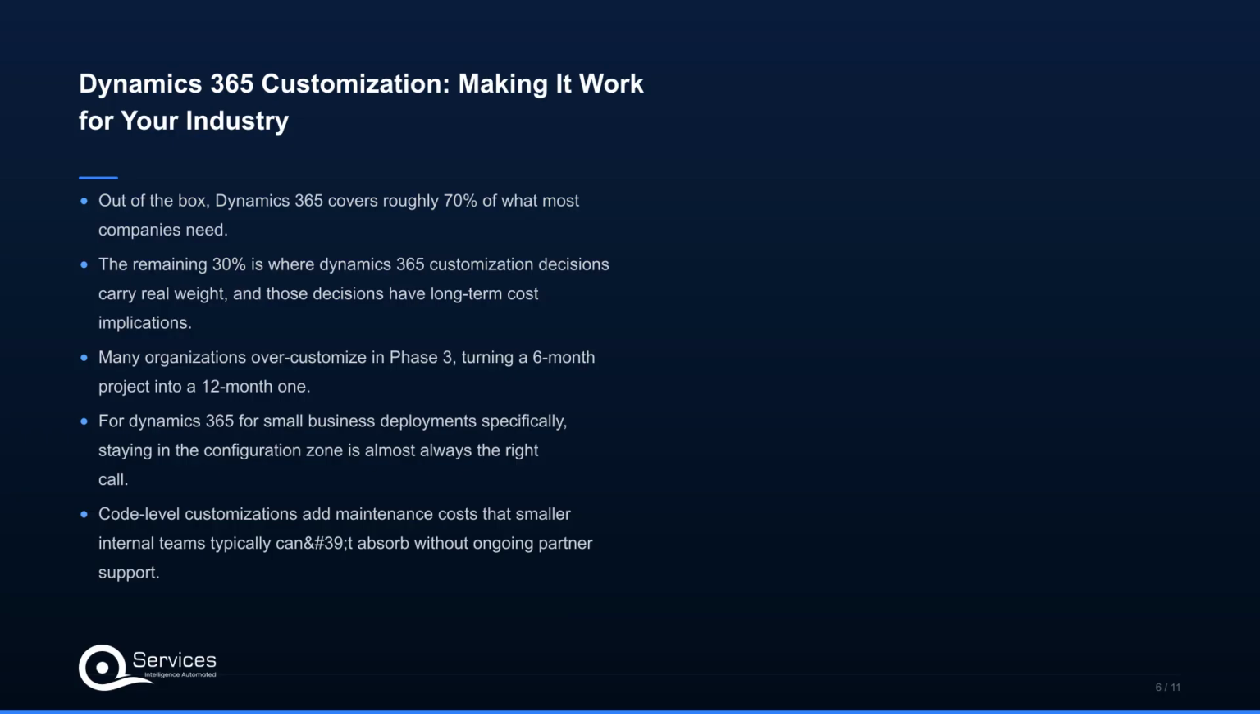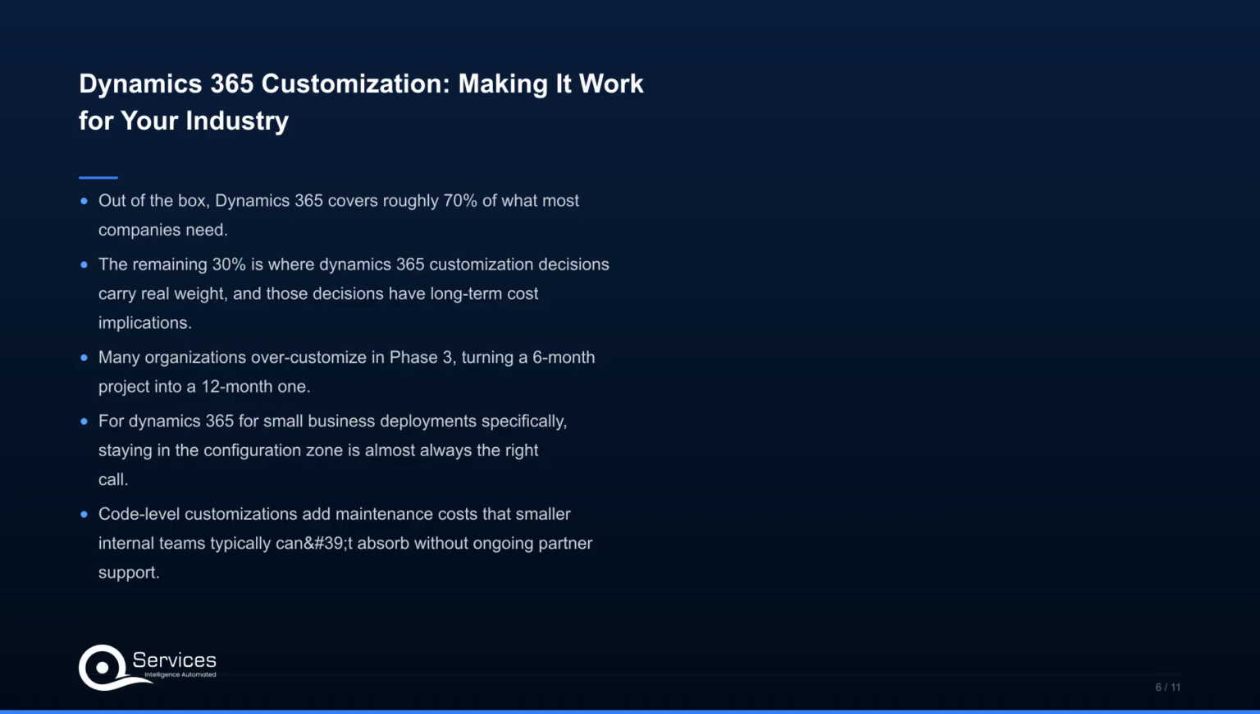Moving on to Dynamics 365 customization, making it work for your industry. Out of the box, Dynamics 365 covers roughly 70% of what most companies need. The remaining 30% is where Dynamics 365 customization decisions carry real weight, and those decisions have long-term cost implications. Many organizations over-customize in Phase 3, turning a 6-month project into a 12-month one.